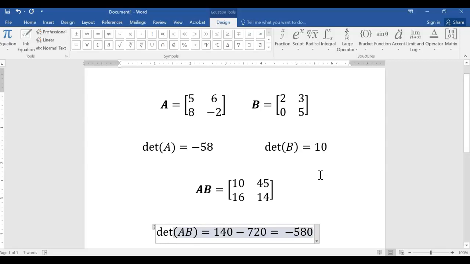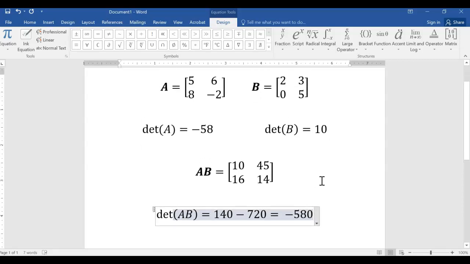All right. Now, one of the interesting things that we're going to see is that A times B is this matrix, but remember, if I reverse the order, B times A would not give me that matrix. In fact, B times A gives me something different. However, B times A will still have this negative 580 as a determinant because the determinant of each doesn't change. Negative 58 times 10 is the same thing as 10 times negative 58. All right.